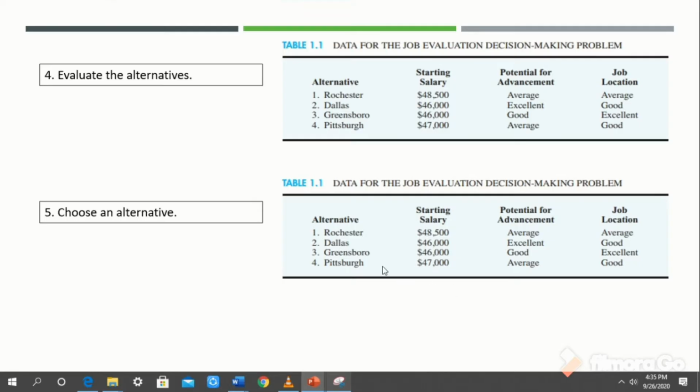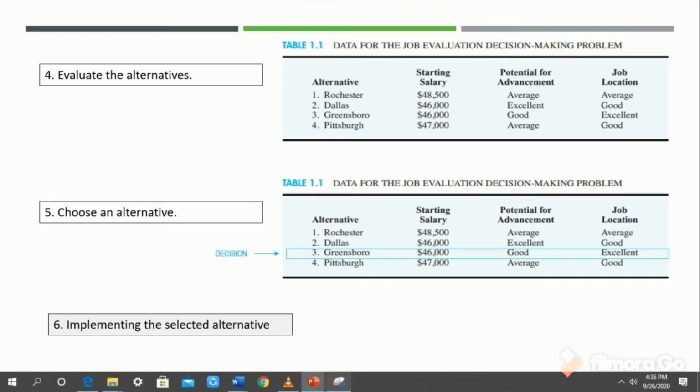So for example, ang imong napili kay number 3. Ato ka sa Greensboro. Imong starting salary 46, imong potential for advancement good. Pero imong gipili nga mas duol ka. Job location niya, it's excellent. So, kanang number 3, siguro, mao na siya imong considered decision.